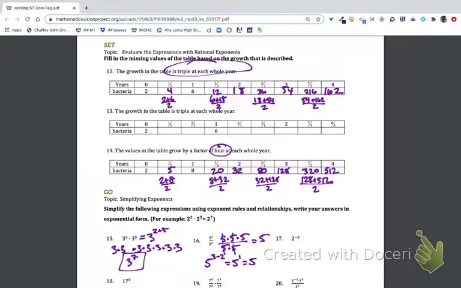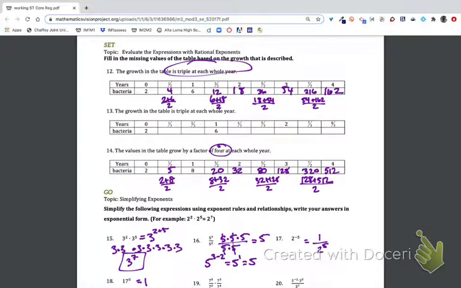Number 17, 2 to the negative fifth power can be rewritten as 2 to the fifth power underneath a 1. So 1 over 2 to the fifth power. Number 18, any non-zero number raised to the power of 0 is 1. That's it.